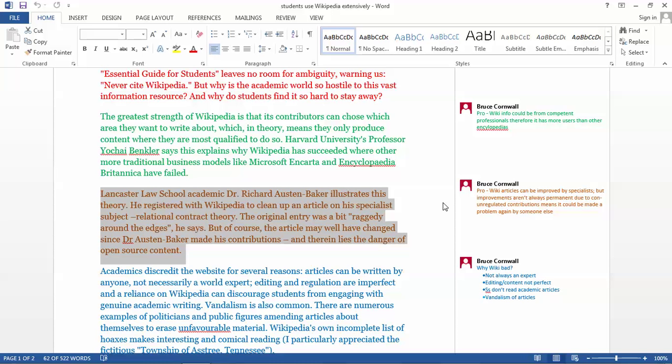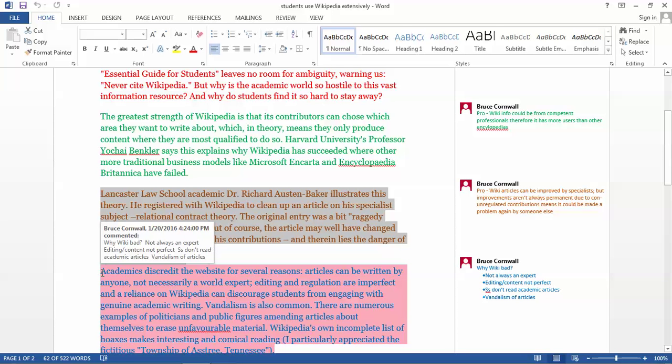So, okay. What we have here then is a pro and a con, right? First, the pro is that Wiki articles, and this is what we're after. Remember, our purpose is to get these pros so we can summarize them. Wiki articles can be improved by specialists, which is a good thing. But improvements aren't always permanent due to unregulated contributions, which means anybody can go on there and add information back onto something that's been fixed. And of course this would make it a problem again. So here we have a pro and a con that we're going to want to put in our outline.